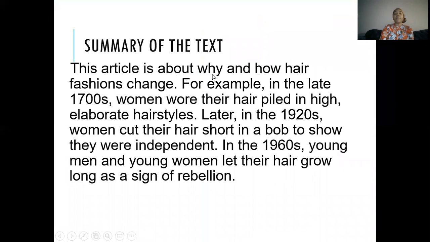This article is about why and how hair fashions changed. For example, in the late 1700s, women wore their hair piled in high, elaborate hairstyles. Later, in the 1920s, women cut their hair short in a bob to show they were independent. In the 1960s, young men and women let their hair grow long as a sign of rebellion. And remember, we said when you rebel, that means to go against someone or something.